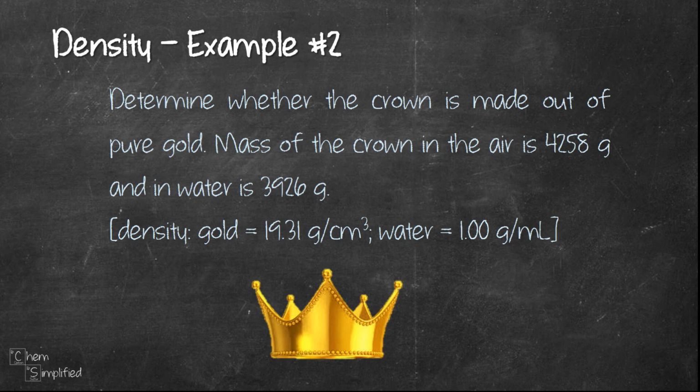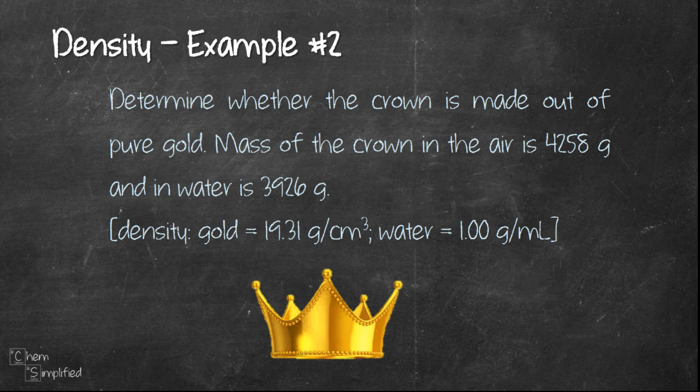So to figure out whether it's pure gold or not, we basically have to figure out the density of the crown, and then we compare it with the density of gold. So if we figure out that the density of the crown is really close to 19.31, we can conclude that the crown is made out of pure gold, right? So you might be wondering, why are there two masses given for the crown? What's the purpose of it?